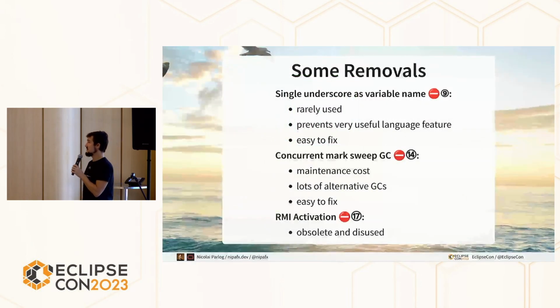Concurrent mark sweep, the garbage collector, got kicked out. Constant maintenance cost, and there are a lot of alternative GCs that do this; most of them do the same job better, or do different jobs, also better. And it's also pretty easy to fix. You don't need to touch all of your code base, you need to touch a few launch scripts, right? So that's easier to ask to fix than something in the language. RMI activation is obsolete and basically unused, also easy to phase out.